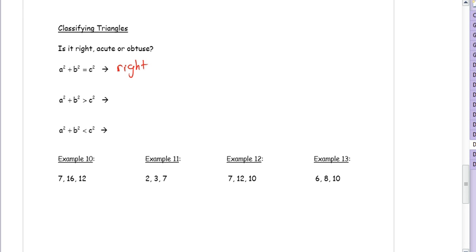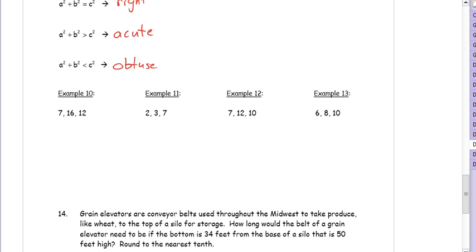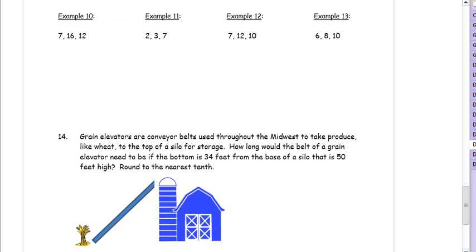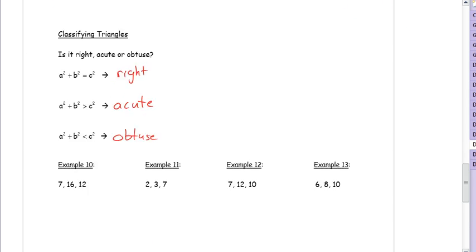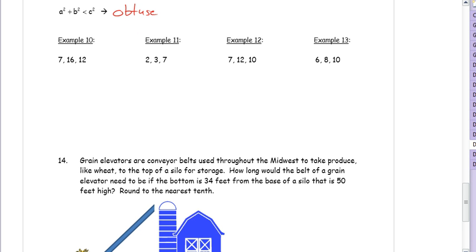If a squared plus b squared is greater than c squared, it's acute. And then obviously if a squared plus b squared is less than c squared, it is obtuse. I'll give you a little visual on this tomorrow, how you can remember which one's acute, which one's obtuse. Obviously you're right, it has to be equal. So first thing you want to do in examples 10 through 13 is decide, okay, do we even have a triangle? In order to have a triangle, you need to make sure the two smaller sides are bigger than the third side. Your third side is always C.